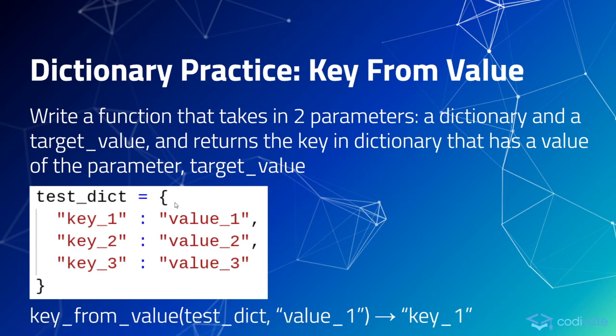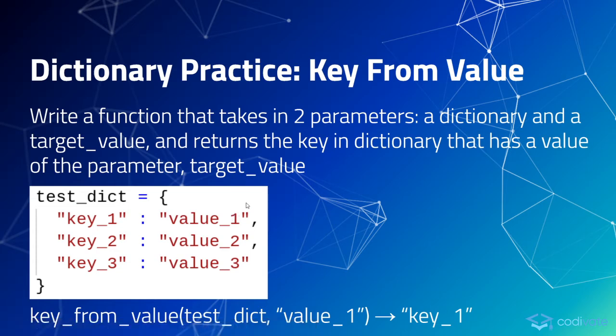Let's say our function is called key_from_value, and it's taking in two parameters, testdict, which is the name of our test dictionary, and value 1. And what this should return, keyword is return, not print, what this should return is the key that goes with this value.